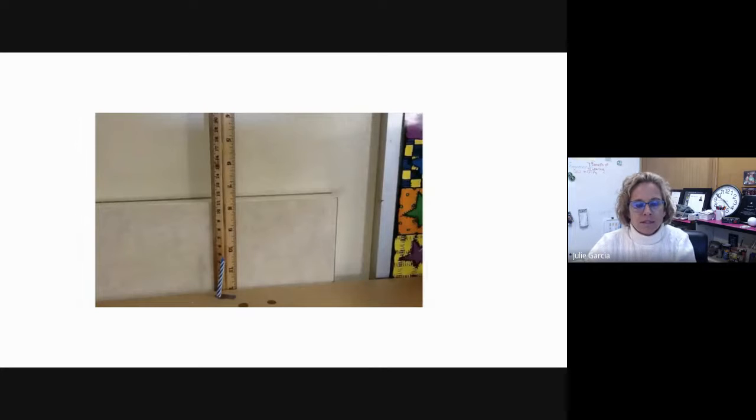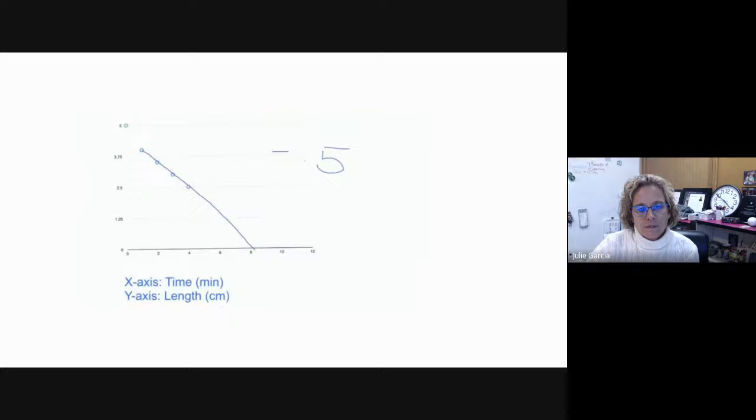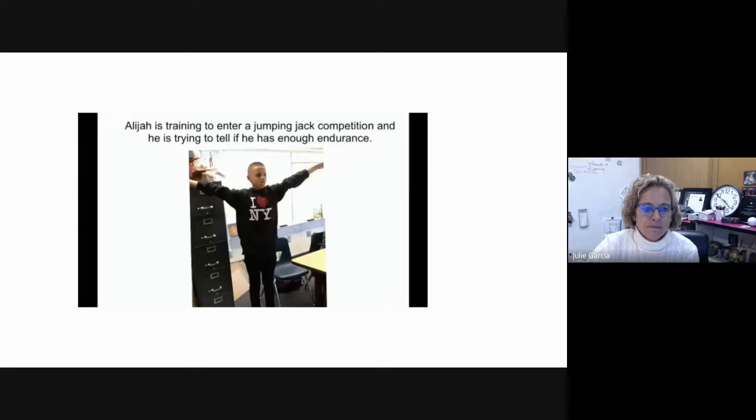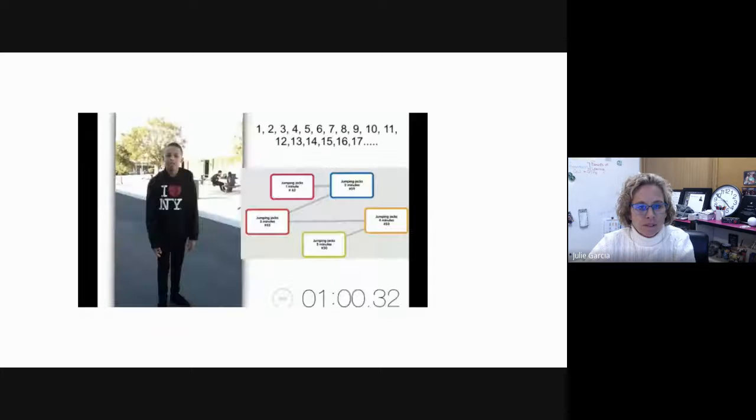Here you can see that before we light the candle, it is at 5 centimeters. Here you can see that the candle is lit. That represents that the candle goes down -5 centimeters per minute. Elijah is training to enter a jumping jack competition, and he is trying to tell if he has enough endurance. First, we made a plan.